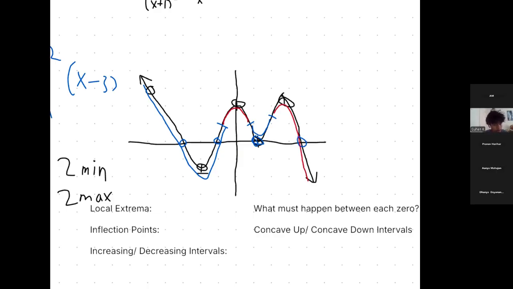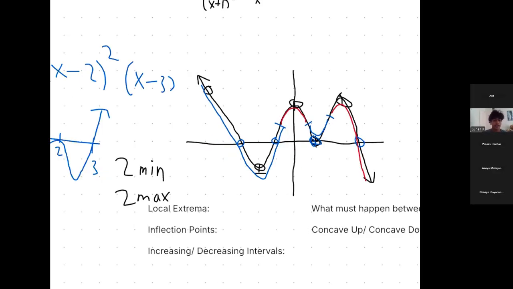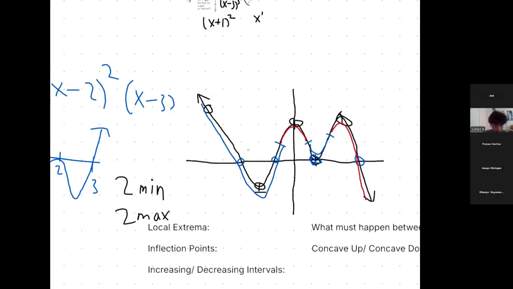Okay, then increasing and decreasing intervals. So this is the last thing we're going to look at on this graph. So the graph, where is it decreasing? Let's look at that first. First of all, let's give a point for these extrema.